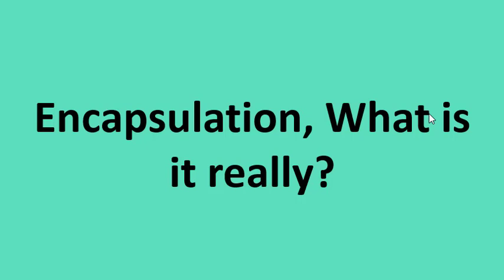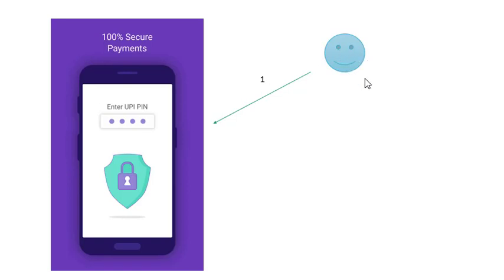So let's start. Let's say that there is a user. Suppose this is the user. This user wants to send some amount, say 1,000, to someone. The user enters the sender name, everything. Then the user enters the pin on the screen.